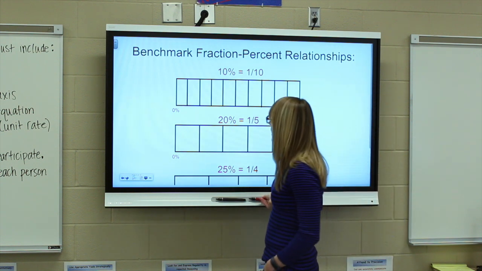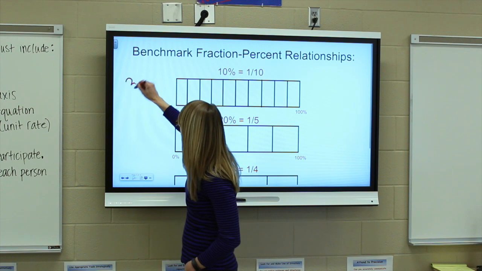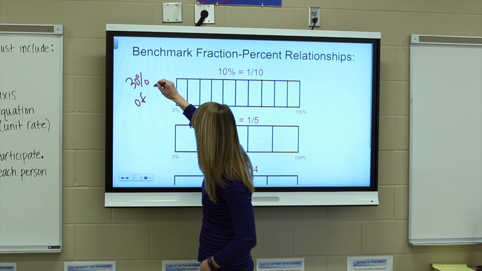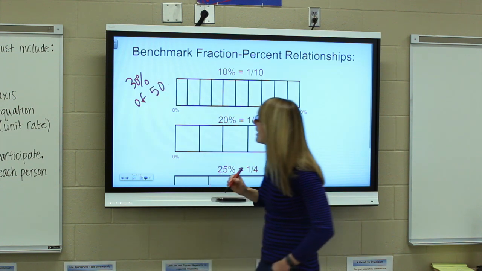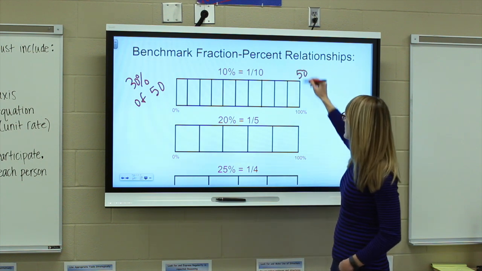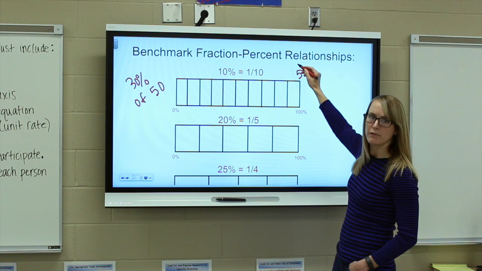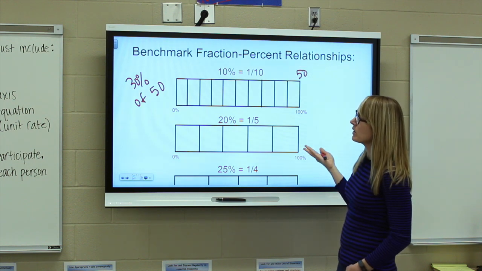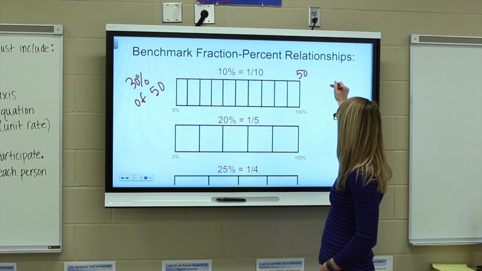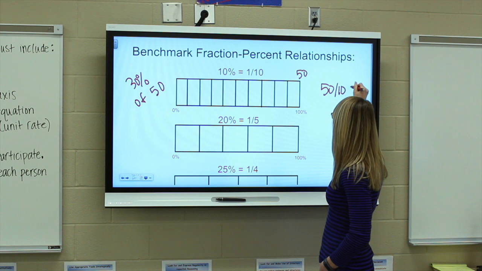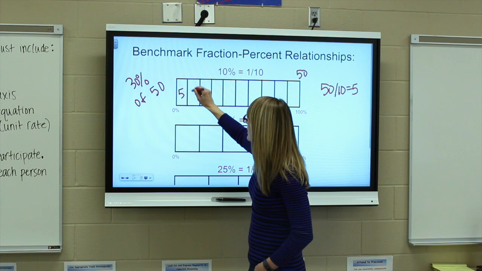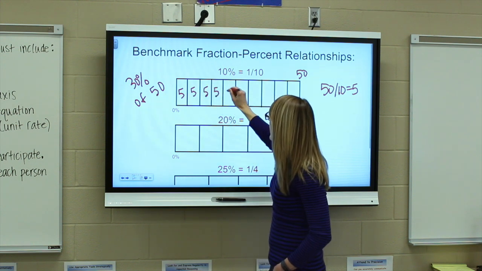And so, for example, if I wanted to find out what 30% of 50 is, then I would just take 50. 50 is my whole, 50 is my 100%. See how I'm lining up my whole with my 50, because 50 is what I'm starting with. And I wanted to know 30%. Well, I know that 10% is 1/10. So if I take 50 divided by 10, I get 5. So I know that 10% is equal to 5. So each section here is worth 5.